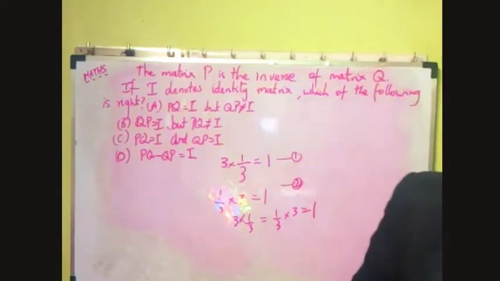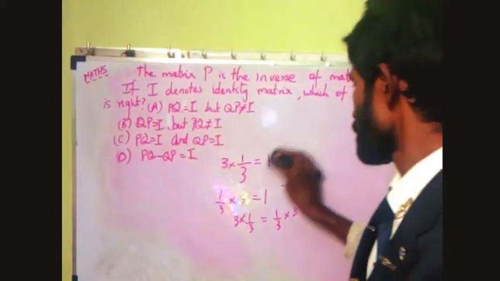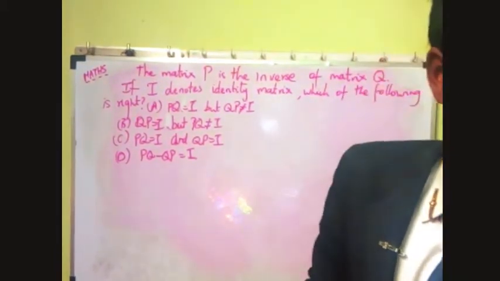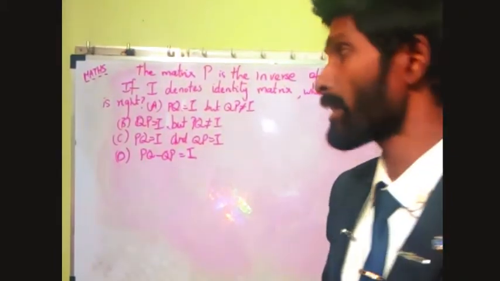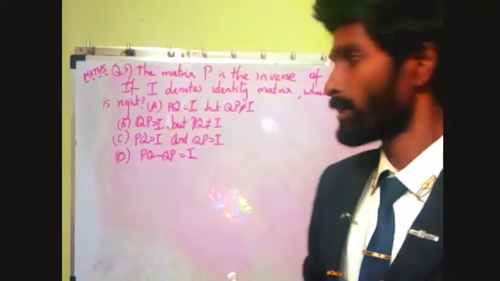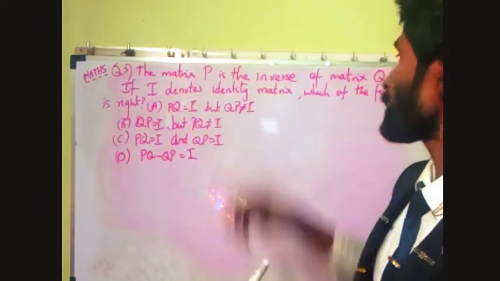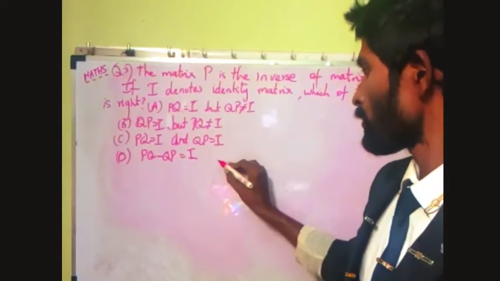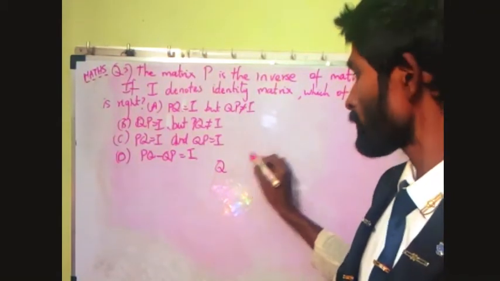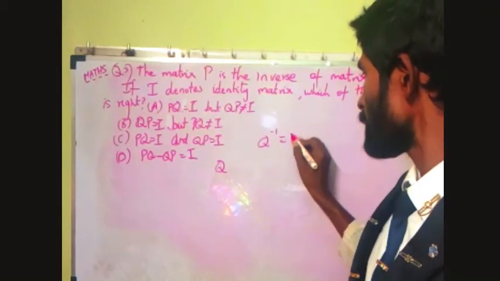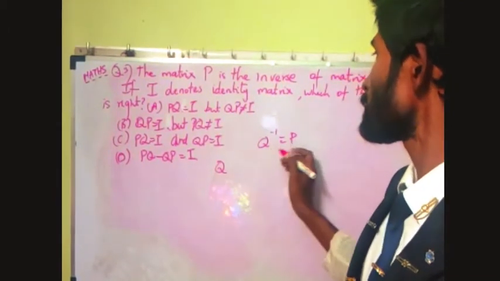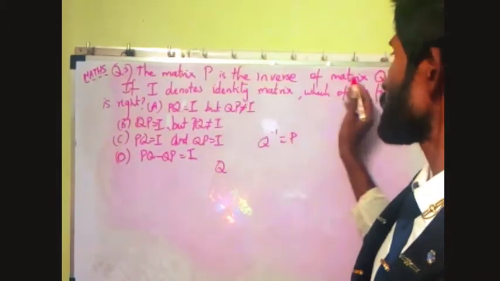So now I just rub this out completely, okay? Please denote this as question number 3. It will be a simple question, but surely you could expect it in the exam. I write here question number 3. What they have given is that matrix P is the inverse of matrix Q. So Q is a matrix, and Q inverse is equal to P. Q inverse equal to P. So P is the inverse of matrix Q.